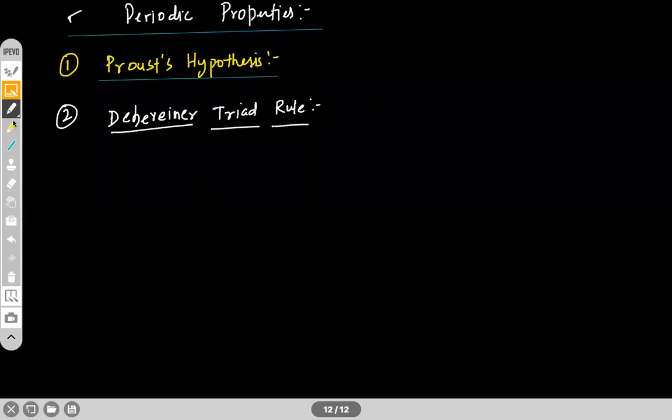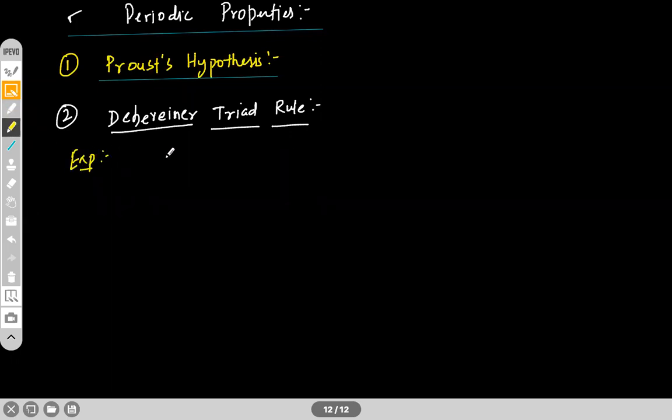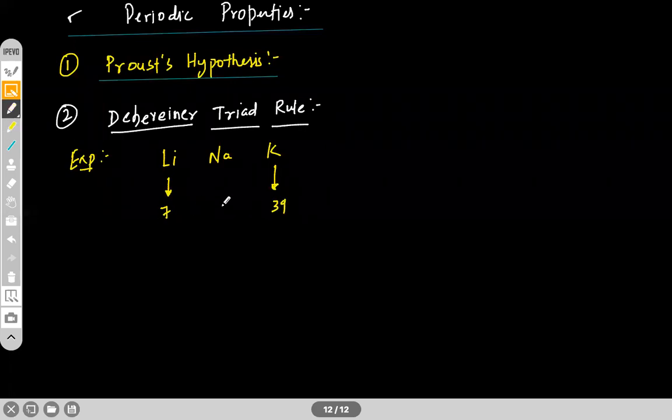So look at this example. Example you must remember for this. Suppose I take three elements: lithium, sodium, potassium. The atomic weight of lithium is 7 and of potassium is 39. If you take the average of 39 and 7, you'll get 23, right? And 23 is the atomic weight of sodium. So these three elements form a Dobereiner triad.